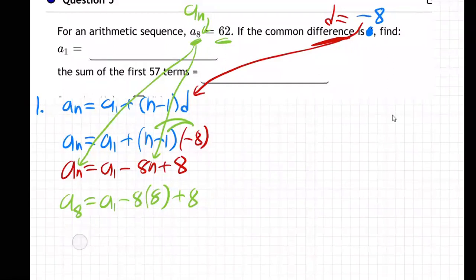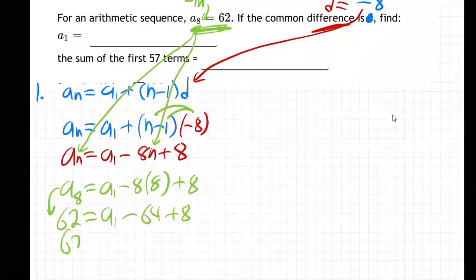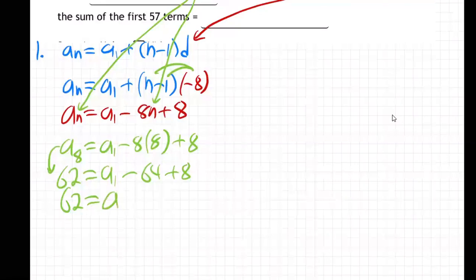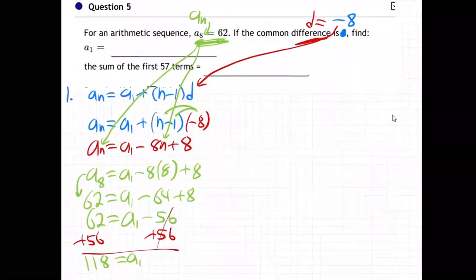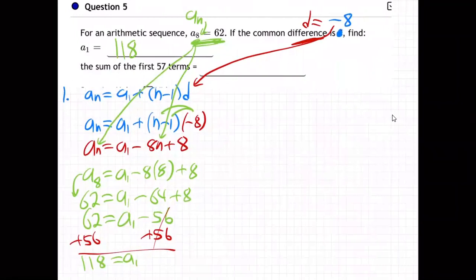And what is a sub 8? A sub 8 right here is 62. So 62 is a1 minus 8 times 8, which is 64, plus 8. That means 62 is a1 minus 56. And then to finish solving for a1, you can add 56 to both sides. Boom. a1 is 118. All right, so we got a1. That was their first question. Find a1, we did it.